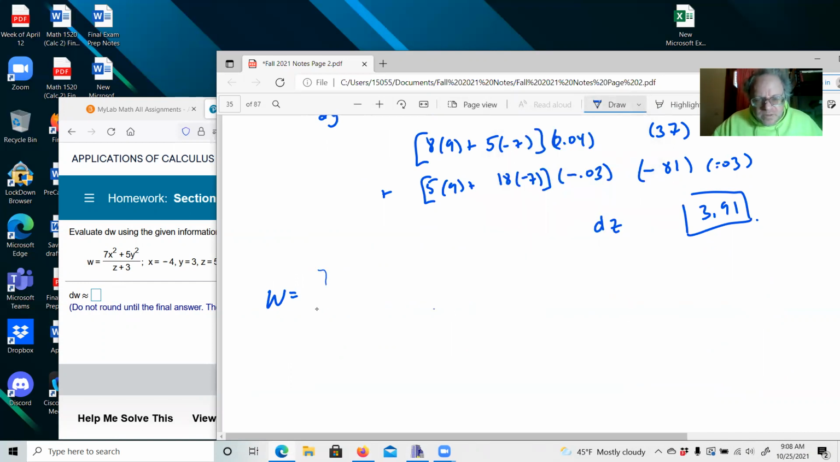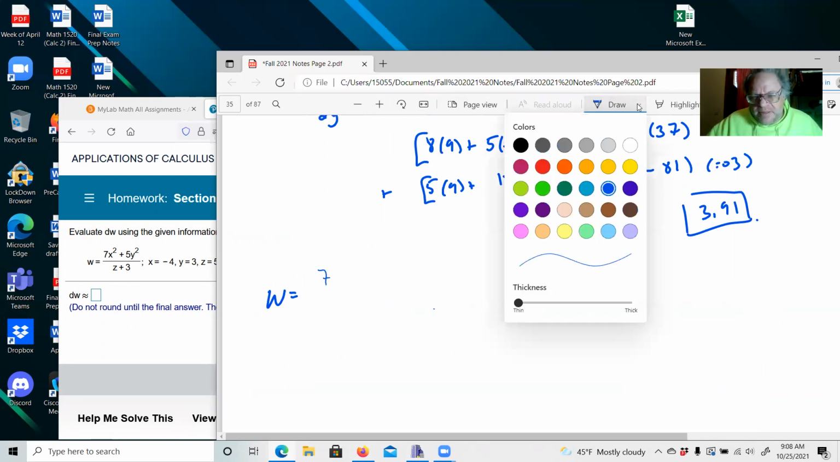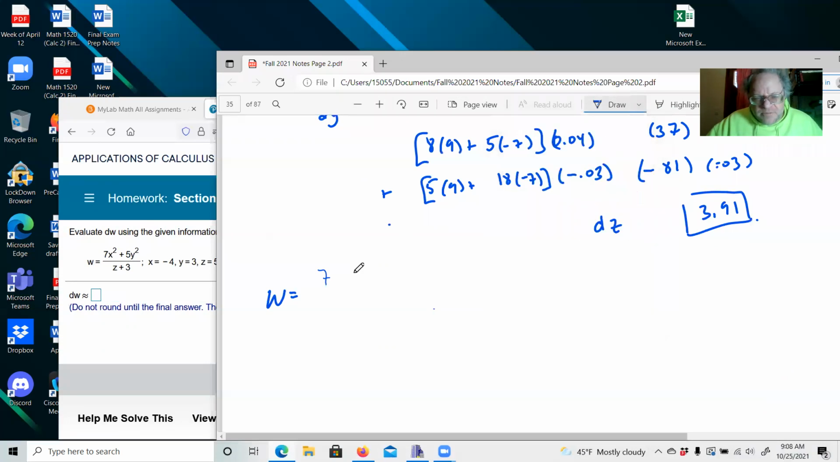W is equal to, I can't see that. Right? We can, but unless you have to squint at the damn screen.